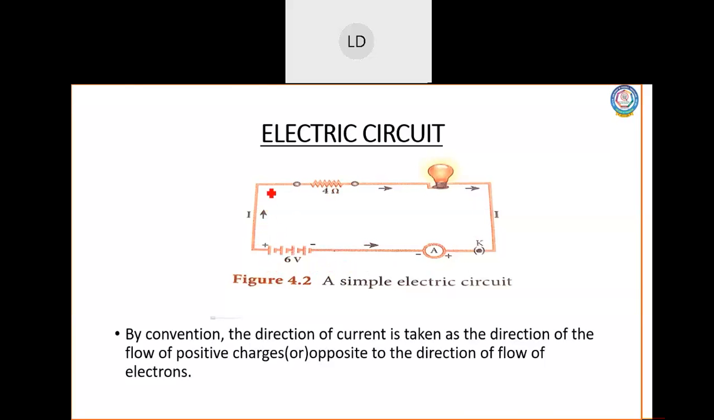Now look here. The current direction moves from here to here, but this arrow depicts the direction of flow of electrons. So the conventional direction of current is from positive terminal to the negative terminal, which is just opposite to the direction of flow of electrons, right? Now whenever we draw an electric circuit, here a bulb is considered to be a resistor, and an ammeter. We have some symbols for the electric components to be connected in a circuit.